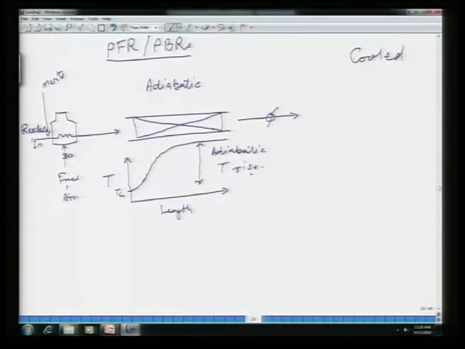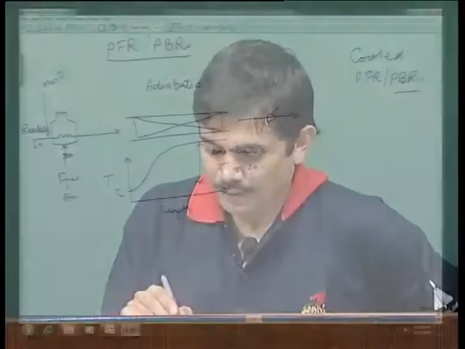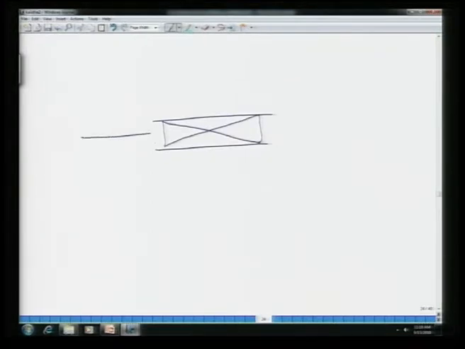So, then what you do is you take a cooled PFR or PBR. Okay. I am not going to show how the cooling is done, there are various ways of doing the cooling. Let us just say you have a catalyst loaded bed. And then you have material going in, hot reactants in. How we are heating it is not our business. Hot reactants in, and products of course out.